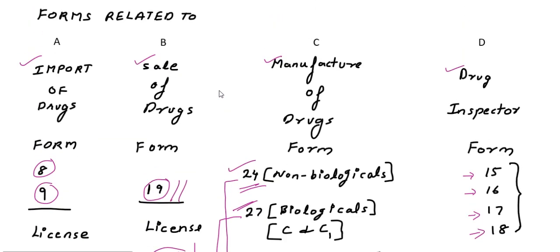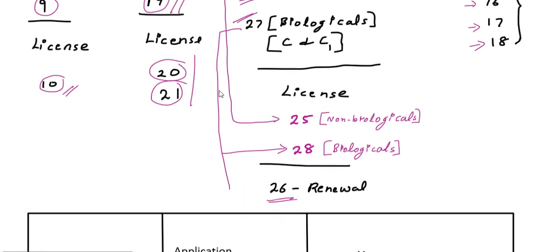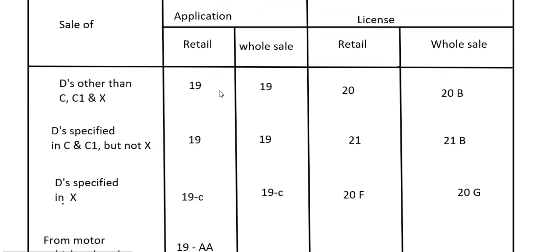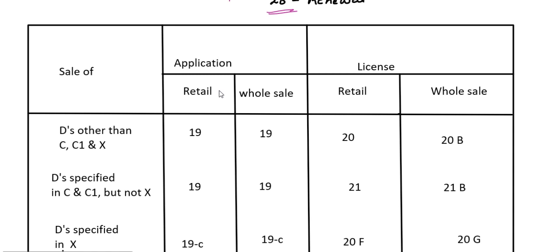So here we'll discuss in particular sale of drugs. Okay, different forms which are related to the sale of drugs, because this was a question asked, not all the other forms. Okay, we'll go to the sale of drugs. So there are different forms available for sale of drugs, right? So sale of drugs other than those specified in Schedule C, C1 and X. For the sale of drugs other than those specified in C, C1 and X, we are taking form 19. Both for retail as well as for wholesale, we are using form 19.